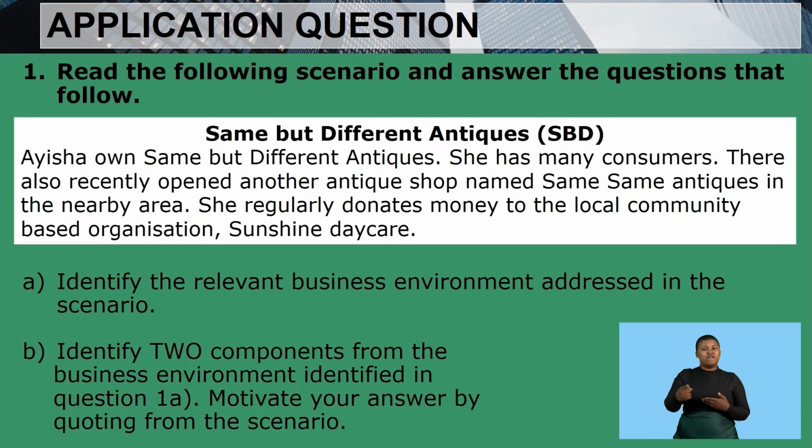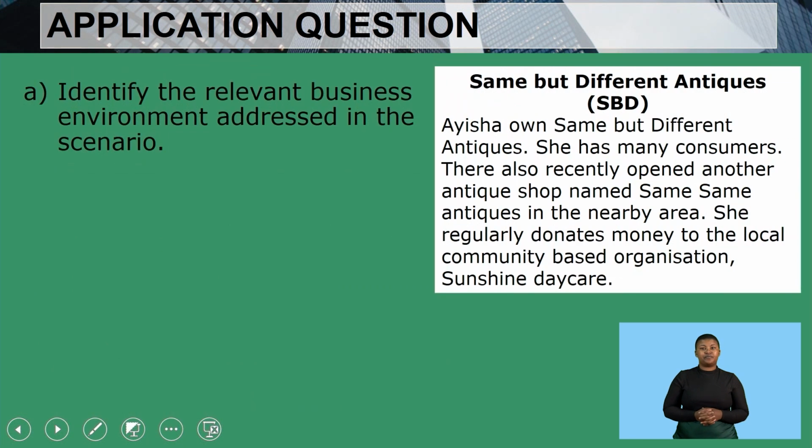The first question, A, identify the relevant business environment addressed in the scenario. And B, identify two components from the business environment identified in question 1A. And then, of course, the question continues. Motivate your answer by quoting from the scenario. So let's take a look at question A.